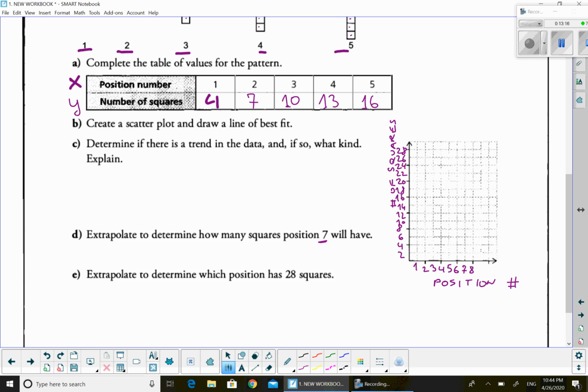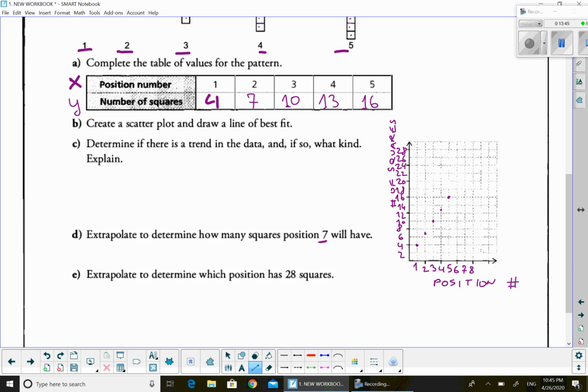So for the first position, it was 4. Second position, it was 7. So in here, third was 10. Fourth was 13. Fifth was 16. There we go. And it does say line of best fit. Now you can see because this is a perfect linear relationship, all the points are actually lined up perfectly.